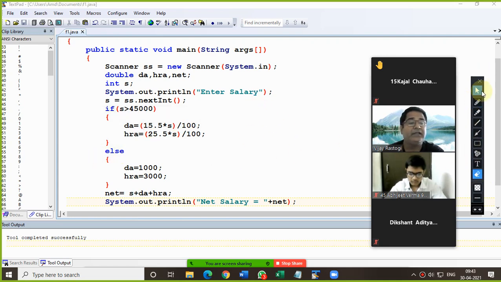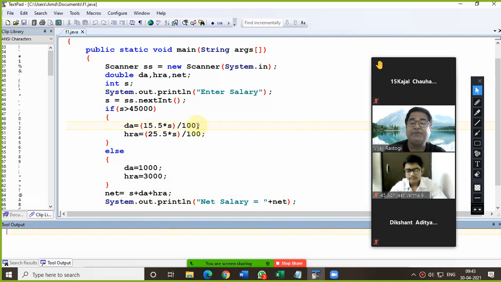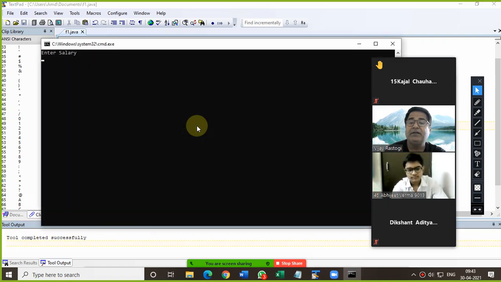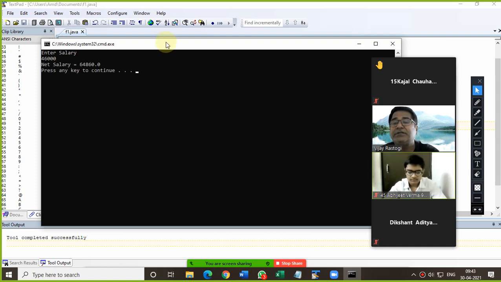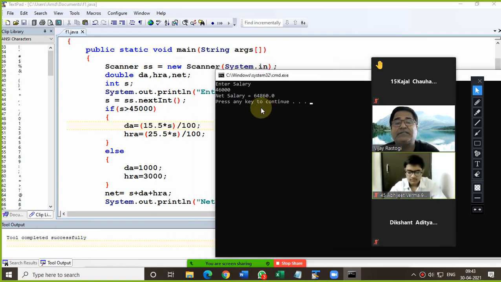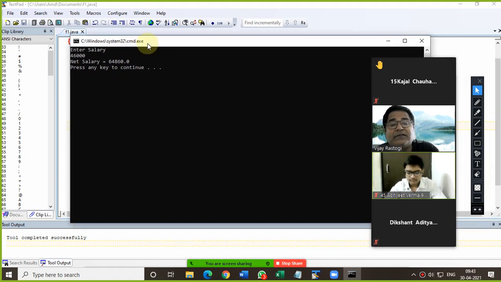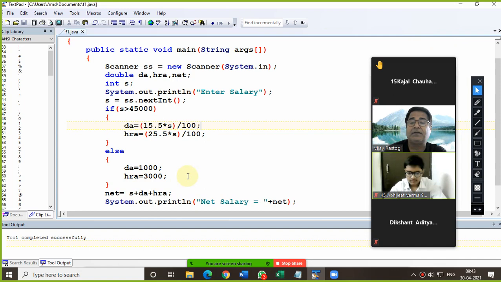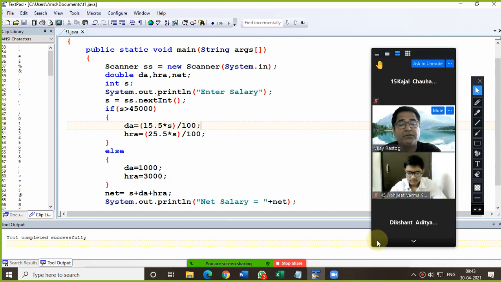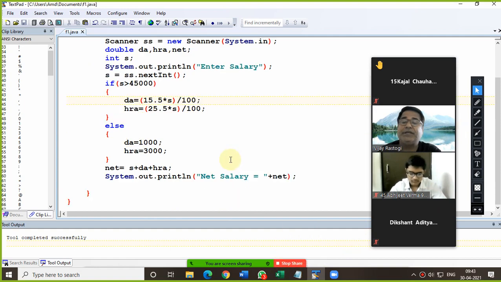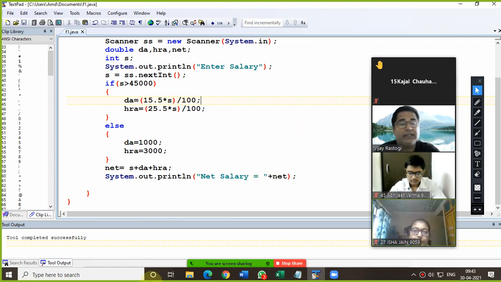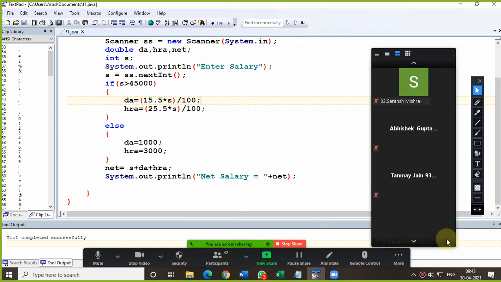Okay, sir. So let me execute one more time. Now I will show you the first case. This time I am putting 46,000. So now the salary is coming like this, 64,860. Am I clear on this? Any doubt? Bachcho, any query you can ask. No, sir. Okay, so I hope this question is clear.